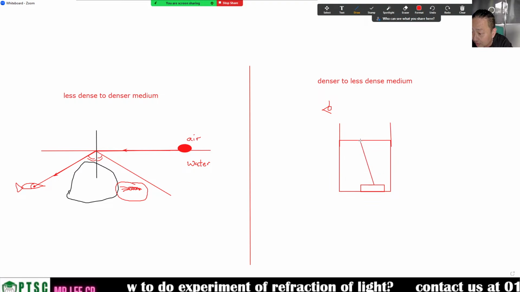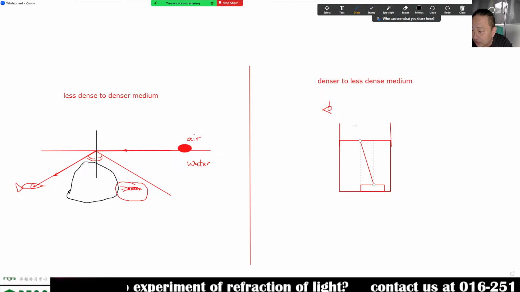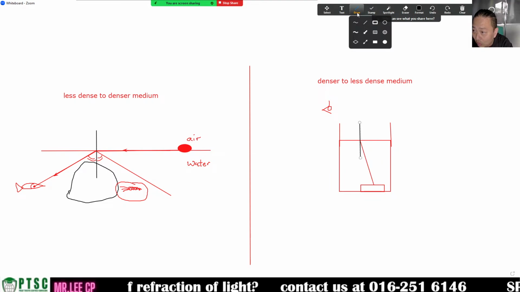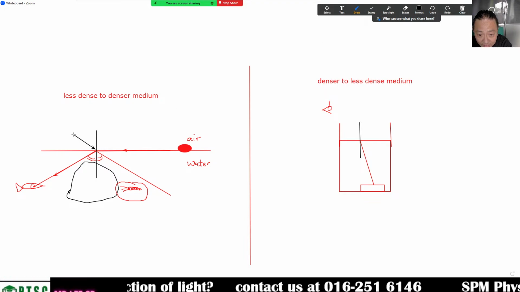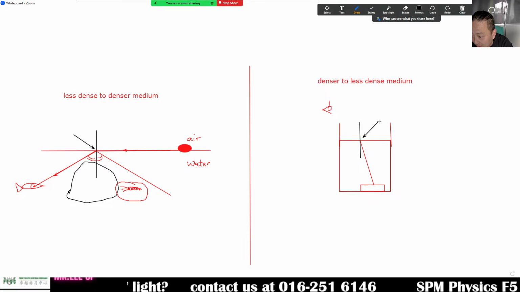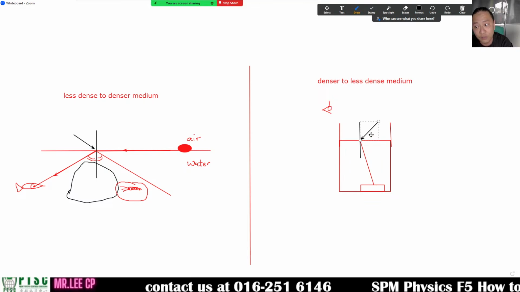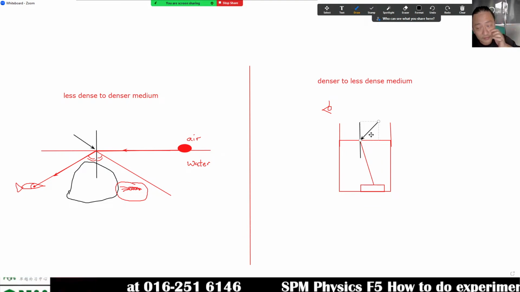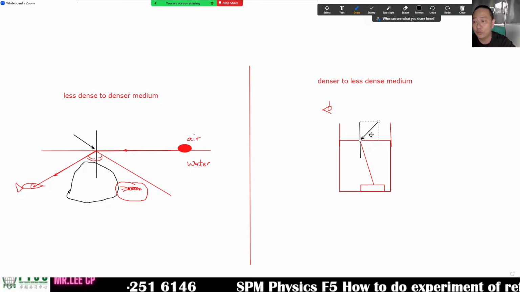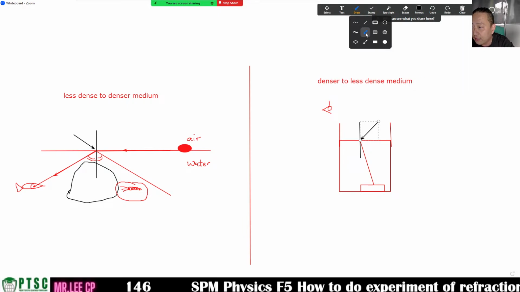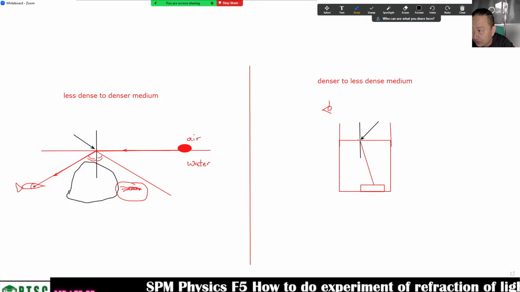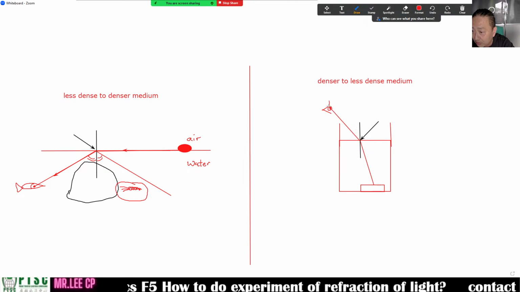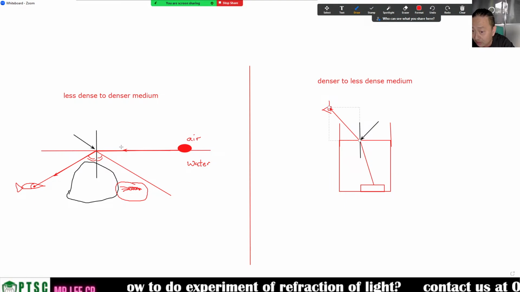This is an object, and this is my normal line. Normal line, I use black color. You must see the border between the air and the water. The border between the air and water is the normal line that you draw. The normal line you must draw at the border of denser and less dense, different medium. Lastly, the light will change direction to here. So if normally it goes straight, it will not go straight anymore. It will bend away from normal, right?